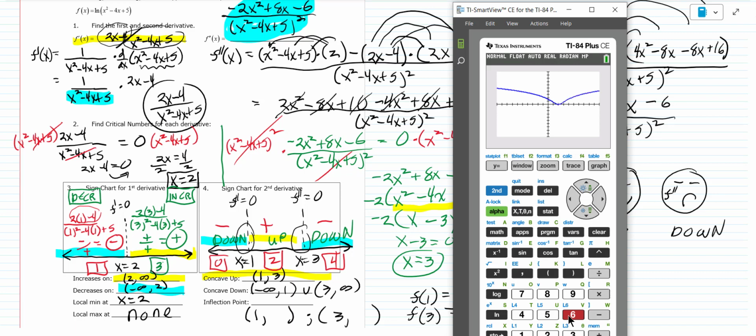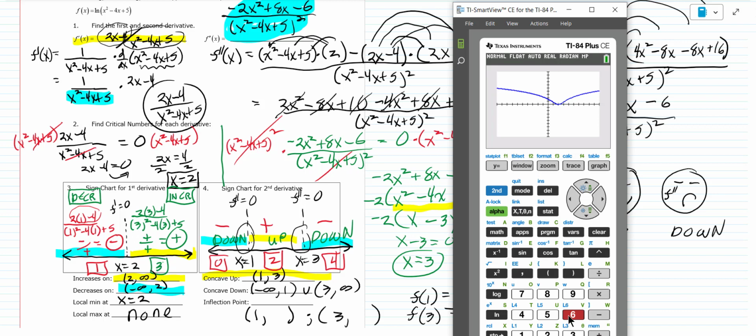Now, if you look at this graph, let me show you what's happening. Let's look at increasing, decreasing. Decreasing from negative infinity to 2. Does it look like we're decreasing from negative infinity to 2? Yeah. Increasing, does it look like we're increasing from 2 to infinity? Concave up: is there a part of the graph that has a smile? Yeah, right there. Isn't that kind of smiling? Concave down is this.